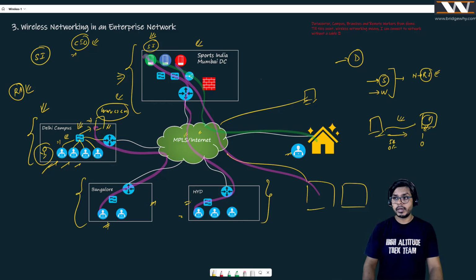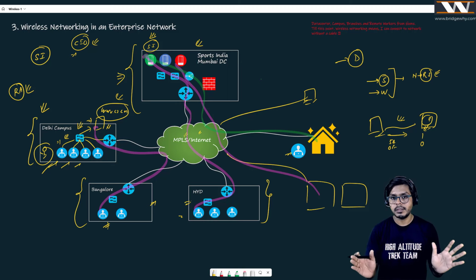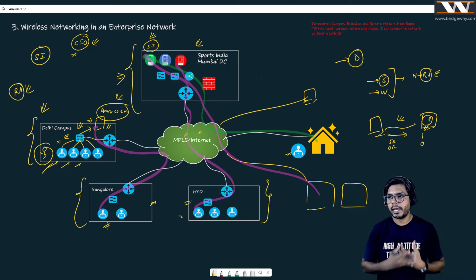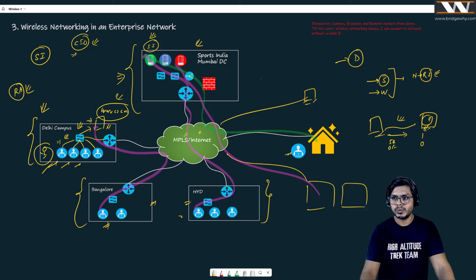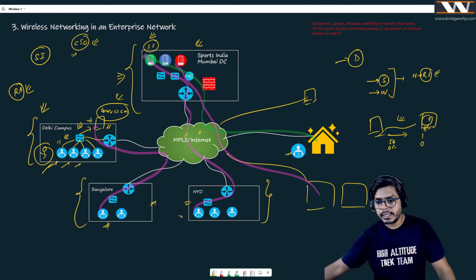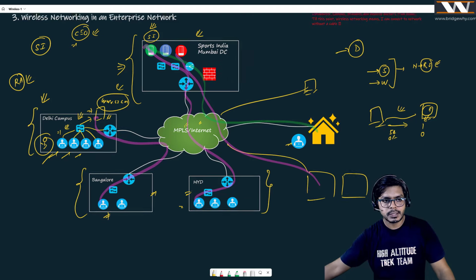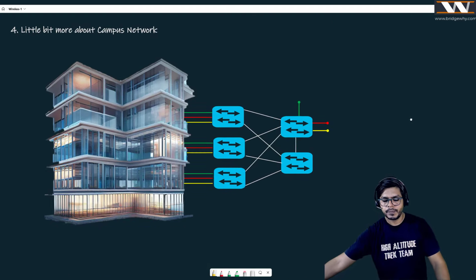And believe me, guys, I know that some people are experienced in this, but I presume that in wireless, we are absolutely new. So bear with me if you have some experience, but believe me, after some classes, you will get to know some cool things about wireless. Do not worry about it. Having said that, let's talk about the Delhi campus a little bit more.